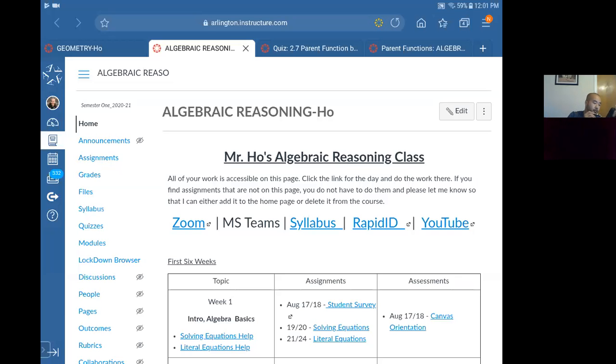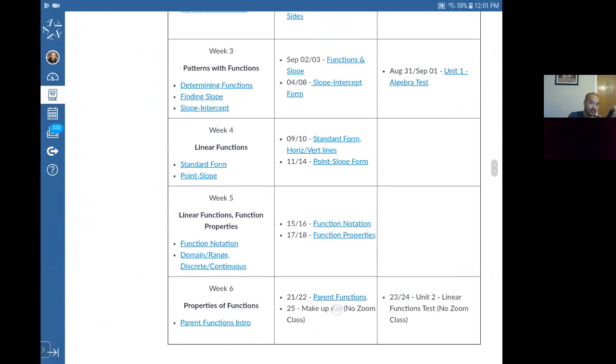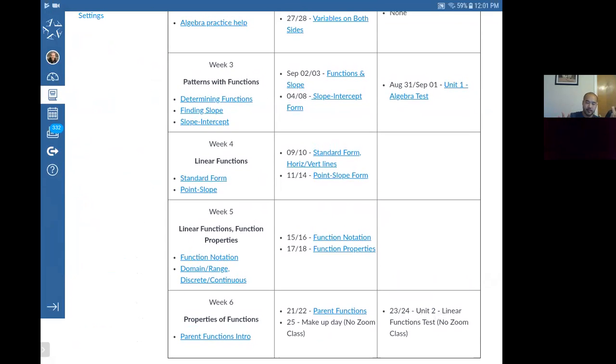All right, so we've made it to the end of the first 6 weeks. So parent functions is the last thing on here. Your unit test is going to be next class period. We won't have synchronous class on Wednesday, and then Friday will just be a makeup day. So your test is over these things here: functions and slope, slope-intercept form, standard form, point slope form, function notation, function properties.